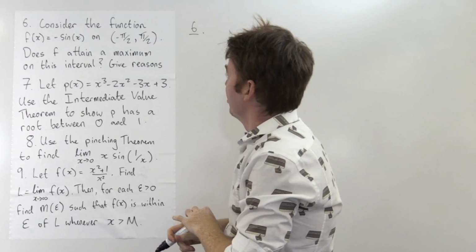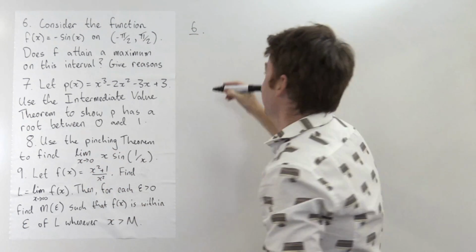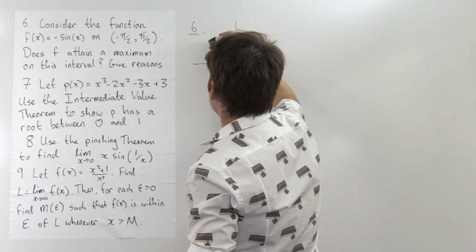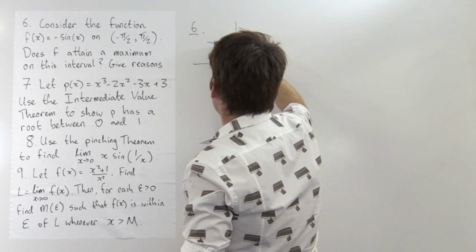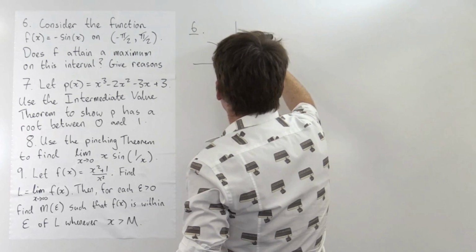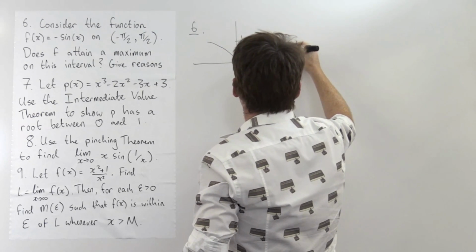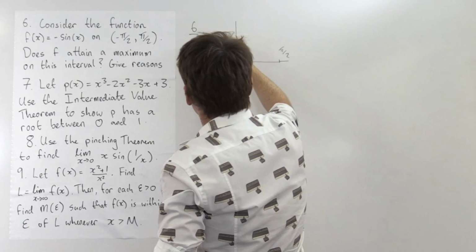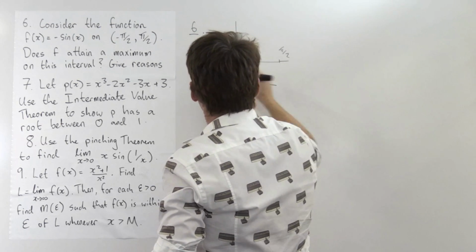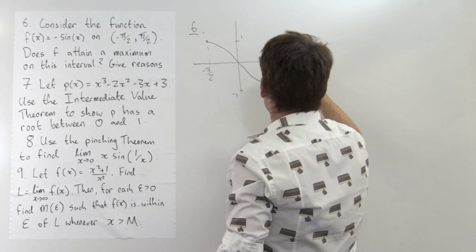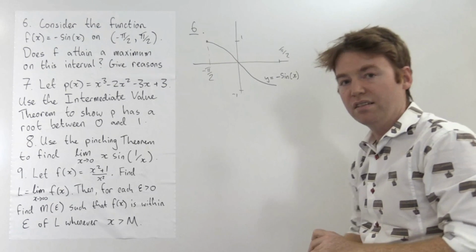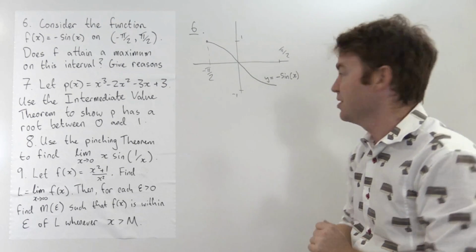Consider this function on the interval. I must draw the picture. So it's negative sine. That means it goes like this. Does f attain a maximum on this interval?